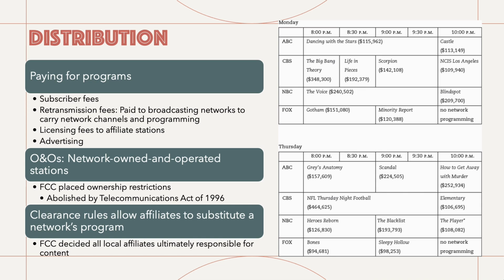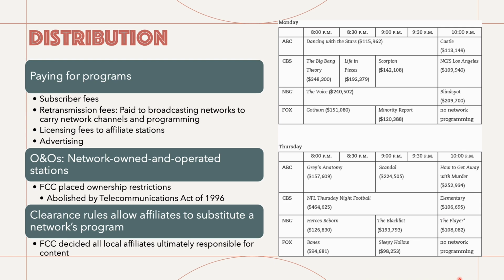At the other end, from production, is distribution. Programs are paid for in a number of ways: either subscription fees to broadcasting networks to carry network channels and programming, licensing fees from affiliate stations, and by advertising costs. While broadcast networks earn carriage fees from cable and DBS providers, they also pay affiliate station license fees to carry their programs. In return, the networks sell the bulk of advertising to recoup fees and their investments in these programs.